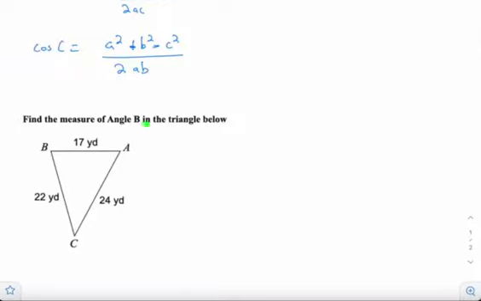We're asked to find the measure of angle B in the triangle below. Notice we're not going to solve for the whole triangle. We're only looking for measure B. This is the formula that I'm going to use right here: cosine of B equals a squared plus c squared minus b squared over 2ac. We can define a as 22, b as 24, and c as 17.